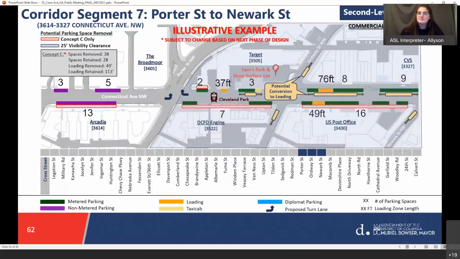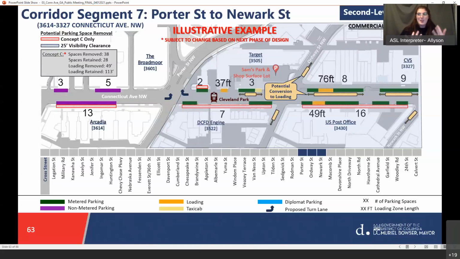So as I mentioned, we did a real detailed dive into the corridor. We broke it up into 10 segments to really look at how Concept B and C would look like based on our preliminary determination of the corridor in terms of the retaining of parking. Each map provides an existing inventory of parking. So you see the big numbers there. They either represent the number of spaces or the amount of feet of loading.